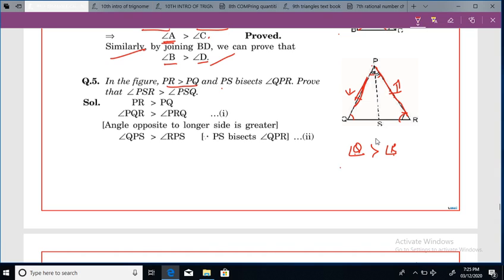Angle Q. It means angle PQS is greater than angle PRS. Okay. PR is greater than PQ. It means PQR is greater than PRQ. PQR, it means we write PQS in another name PQR, PRS in another name PRQ. Okay, so this one is here. Angle opposite to the longer side is greater. So as per this condition, PQR is greater than PRQ.